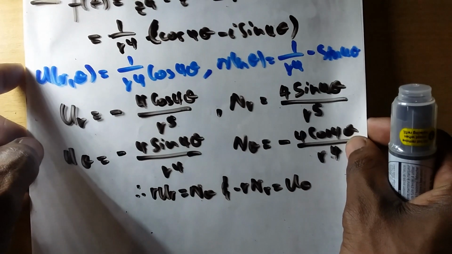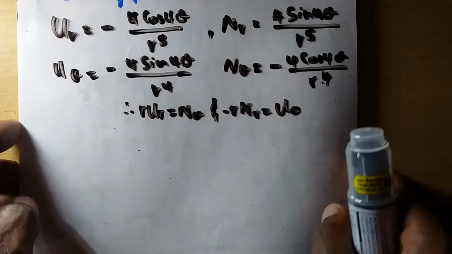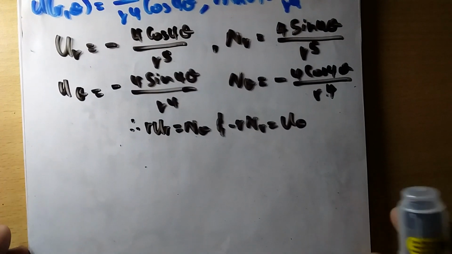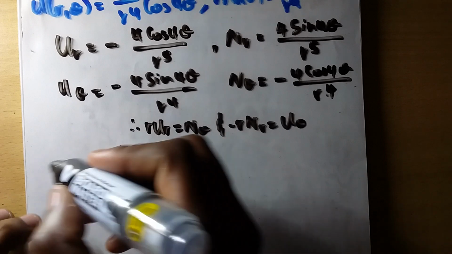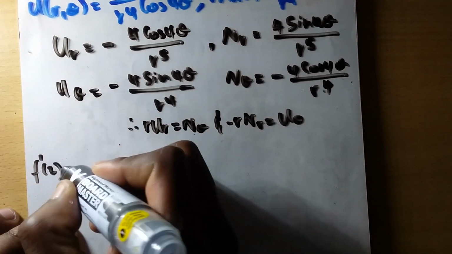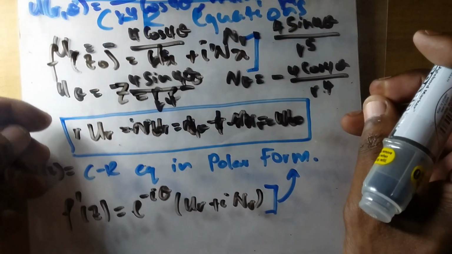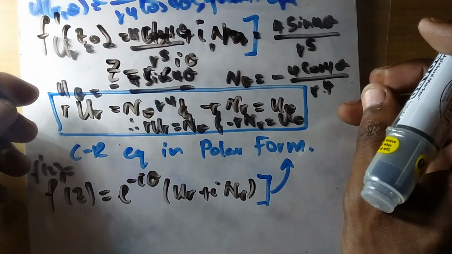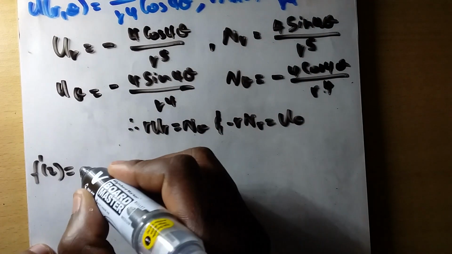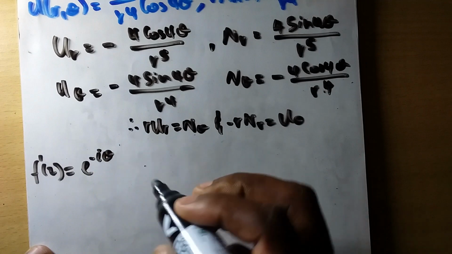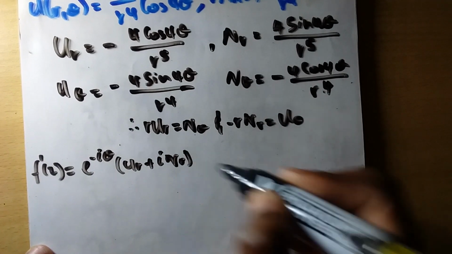I hope you are still with me, guys. I hope you still understand what I'm doing here. So let us find the derivative now. The derivative, as I said, is given by this equation that we have here: e to the negative i theta times u_r plus i v_r.